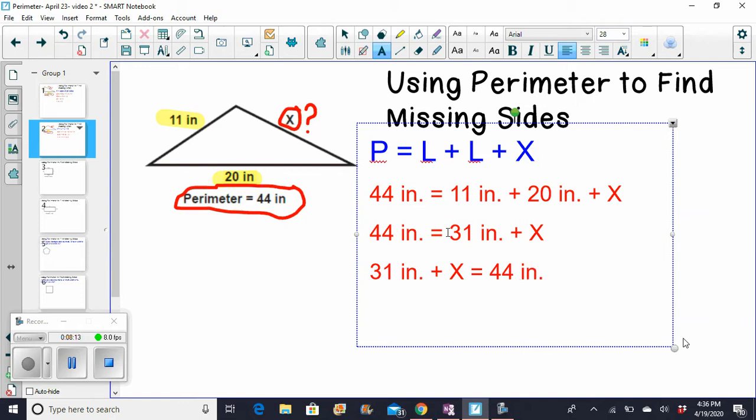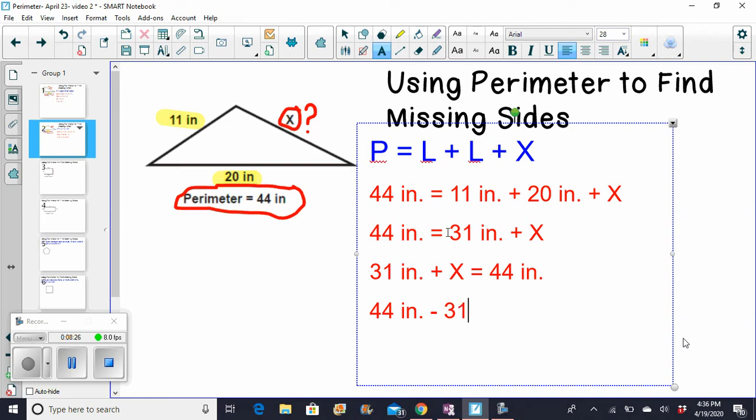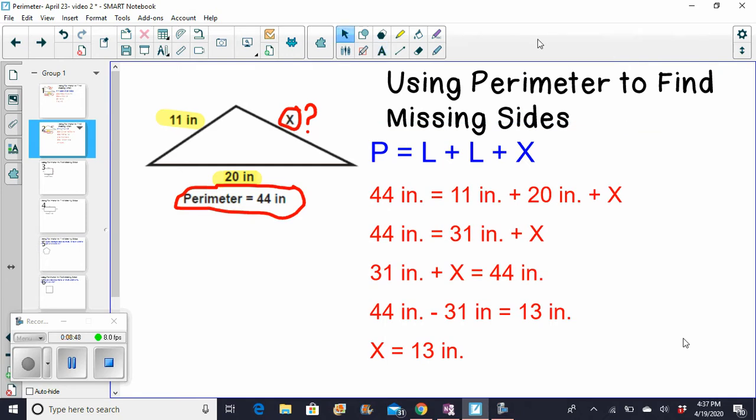Now we really just have an addition equation, and we want to find what x is. 31 plus what equals 44? Well, let's write it now as a subtraction problem. 44 minus 31 equals, what does that give us? That equals a measurement of 13 inches. Thus, x equals 13 inches. Our missing side measurement is 13 inches.